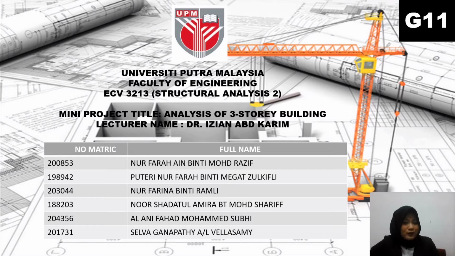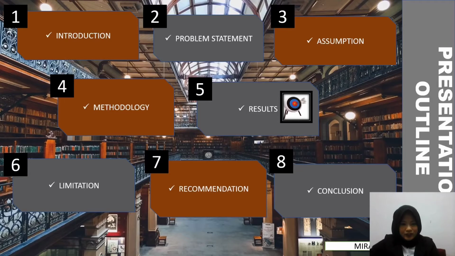Today, we would like to present our mini project, which is analysis of three-story building. As you can see here, this is our presentation outline, which is divided into 8 sections. First is the introduction, followed by problem statement, assumptions, methodology, results, limitations, recommendations, and lastly the conclusion.